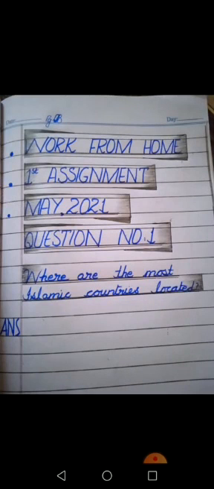Now come to page number 8. Draw the margin lines, give the page number, skip the first line, put the bullet in the margin line and then give the heading of work from home. Then put the bullet and give the heading of first assignment. Again put the bullet and give the heading of May 2021. And after that skip one line and give the heading of question number 1. And then write the question, where are the most Islamic countries located?